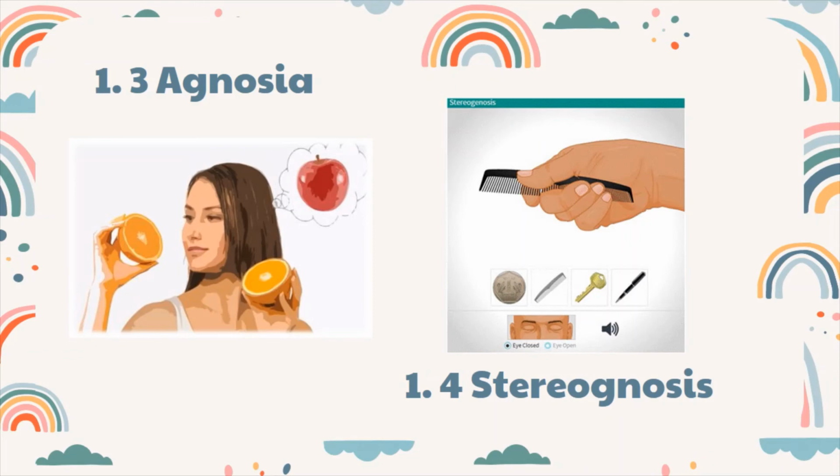Next is stereognosis. Stereognosis is the ability to recognize and identify common objects through tactile manipulation without the use of visual cues.